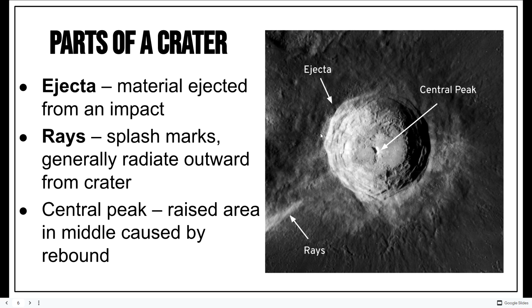So they go past the ring of ejecta here and shoot out. So this is a ray out here. And it goes out and away, just like a ray of sun when you draw a sun on a piece of paper.